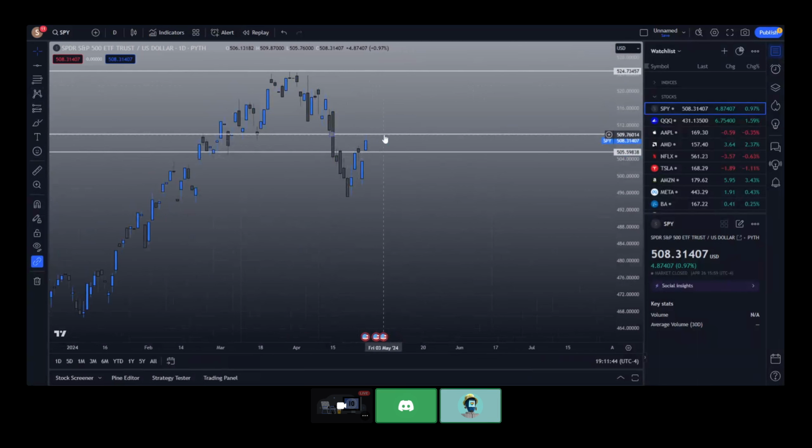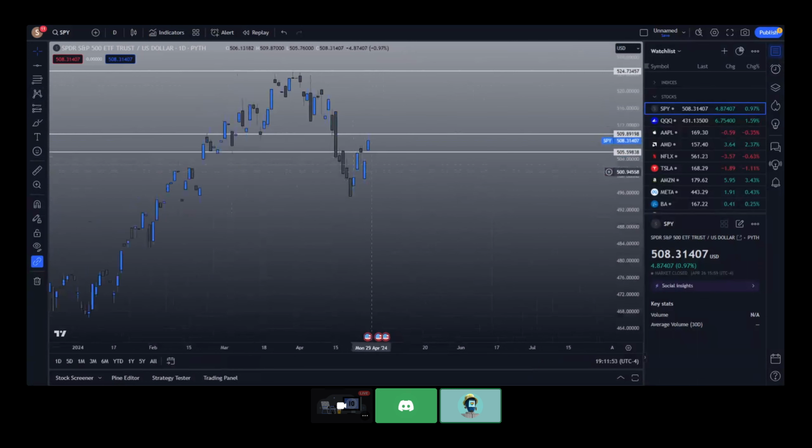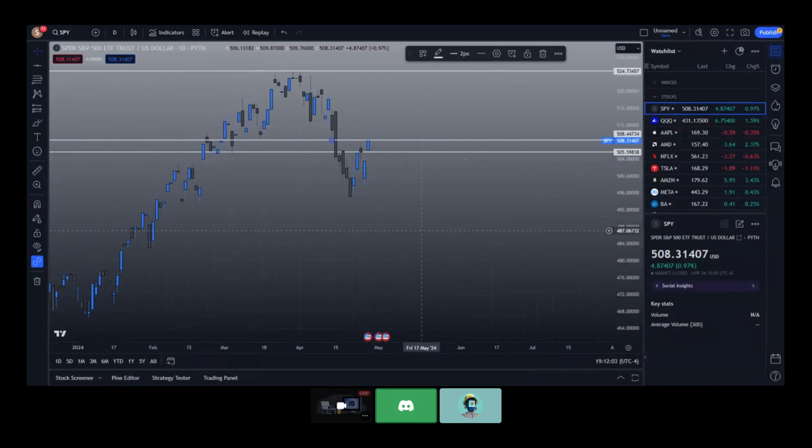Can you show me where? Or what do you mean? Oh, support. Yeah, right here. And then that acted as the high of a day on that candle. So that would actually be a key level, because it has multiple interactions on the higher time frame. So I just pull it down a bit. You see how it's pretty valid right here.